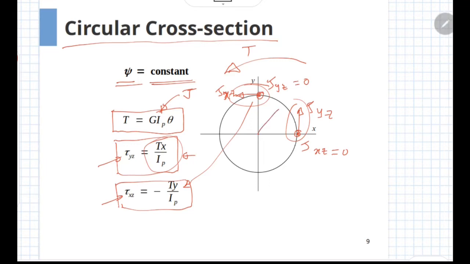At any intermediate point, you will get the two components tau xz and tau yz, and the resultant will be tangential. It can be proved that it is tangential to the geometry at that point, that is, it is tangential to the circle. Next we'll have a look at the elliptical cross section.